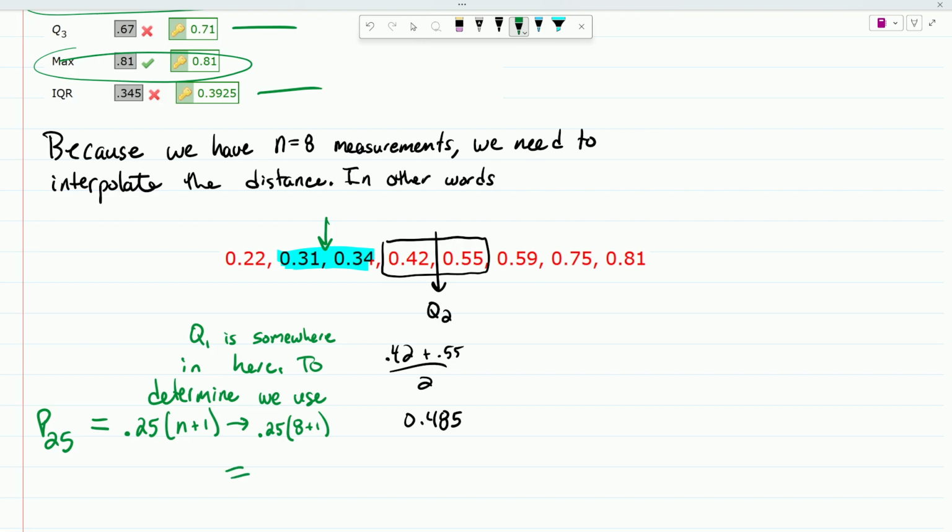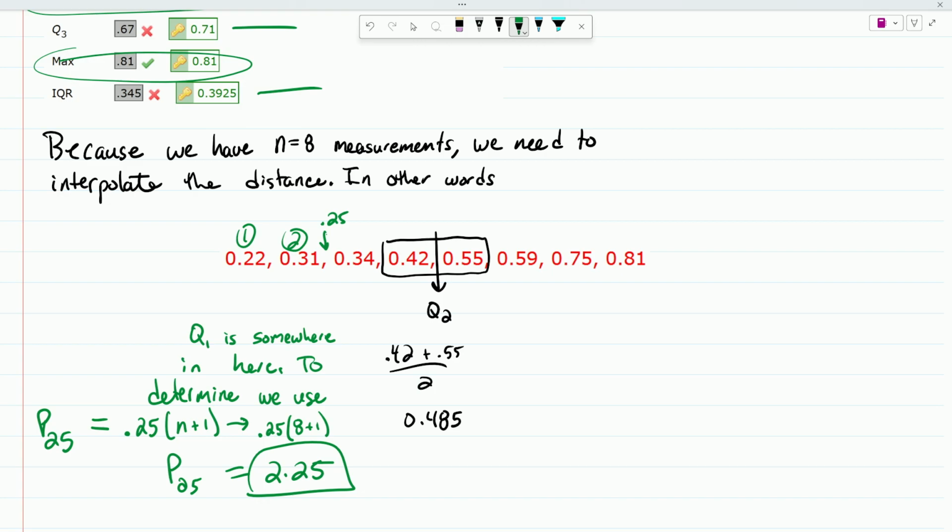When I do this math, taking 0.25 times the quantity 8 plus 1 on my calculator off screen, we come up with the 25th percentile is 2.25. And this is the big thing here: the distance that we are looking for, P25, is going to be here's our first value, here's our second value, and then it's 0.25 in between 0.31 and 0.34. So that's the distance we're looking for.